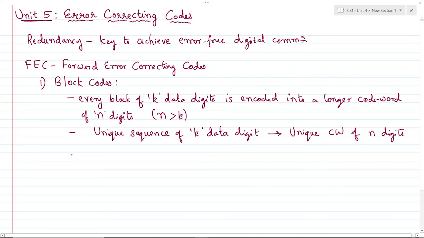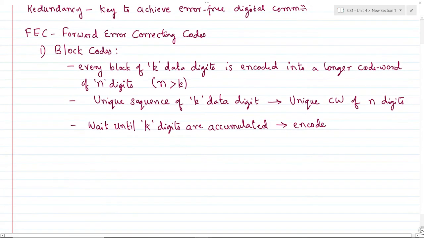In block codes, further, we need to wait for k data digits to be accumulated at the transmitter. We should wait until k digits are accumulated, and then perform the encoding. Okay, this is the structure of the block codes.